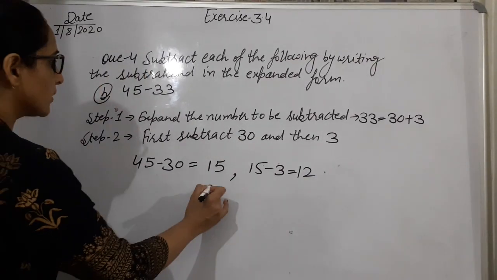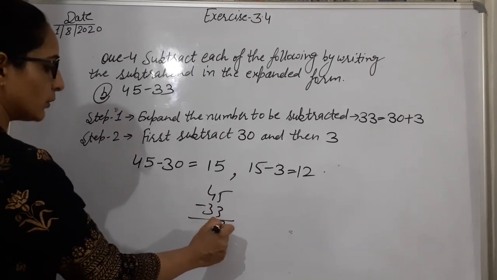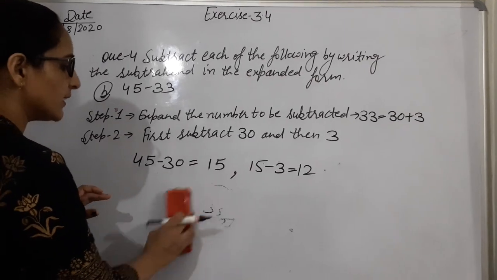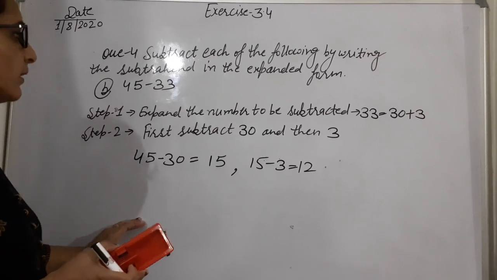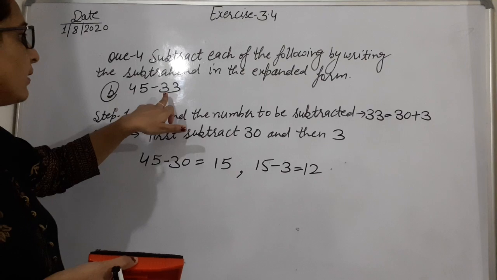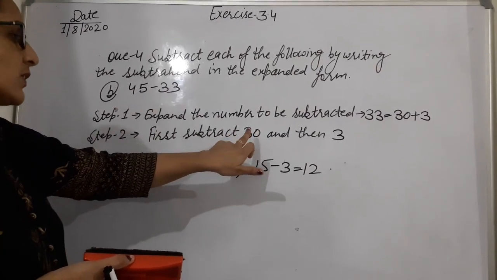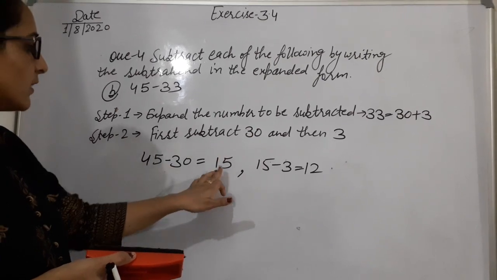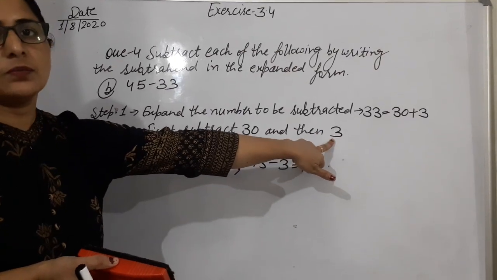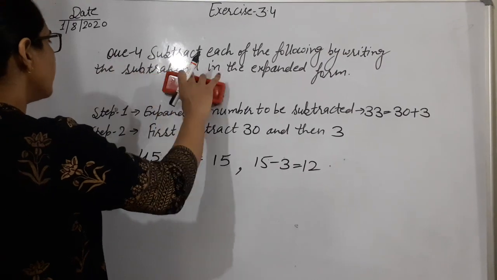You can check your answer also. Let's see if it is correct or not. 5 minus 3 equals 2 and 4 minus 3 equals 1. It means your solution is correct. I think you understand, beta. Easily we write the number which we are subtracting in expanded form, and after that you subtract one by one. First we subtract 30. The answer which we get, 15, from this we subtract the next one. Clear? So 15 minus 3 equals 12. That is your part number B.